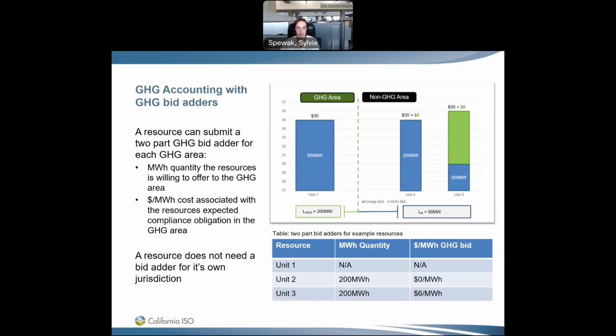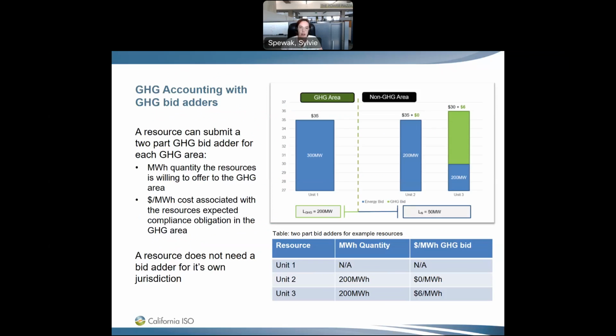First, let's dig a little bit more into what these bid adders are. I've put a screenshot of the model that we're going to work with on the left. It looks similar to the example we looked at in the previous chapter where we had two balancing areas. But instead of balancing area 1 and 2, we have a GHG and a non-GHG area.